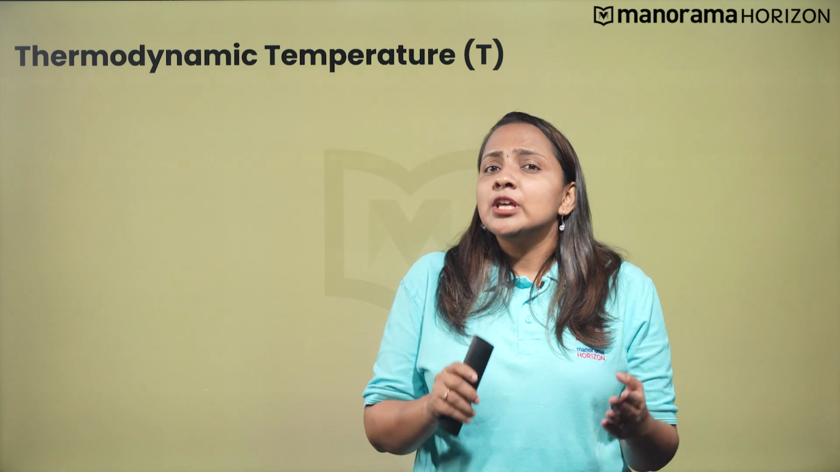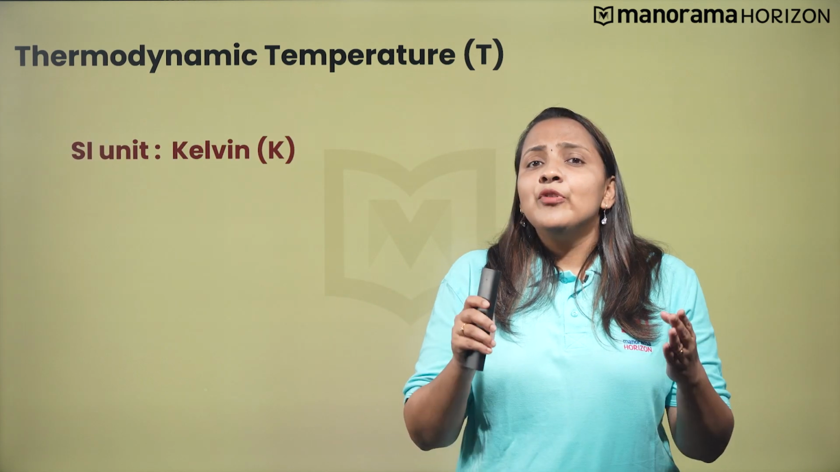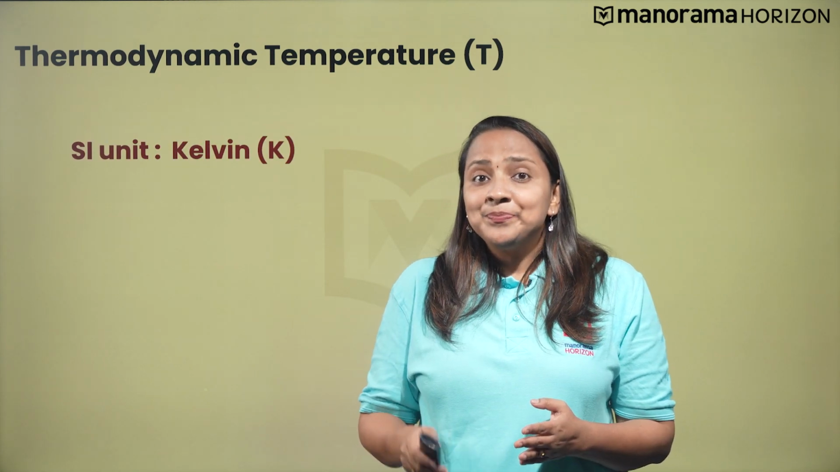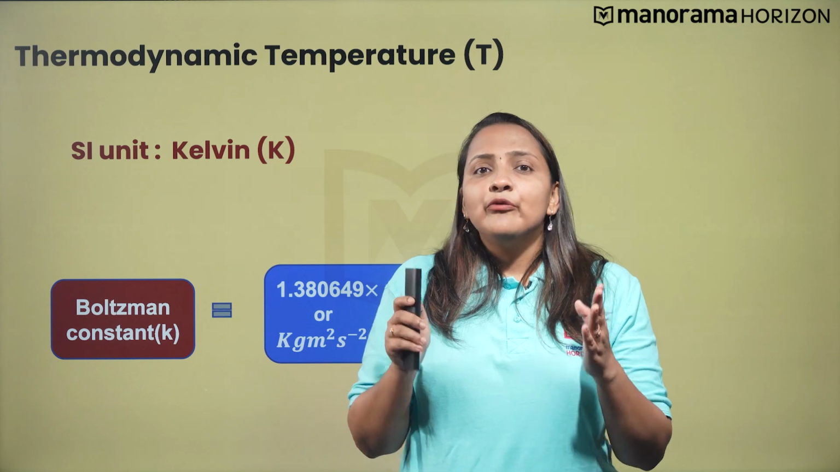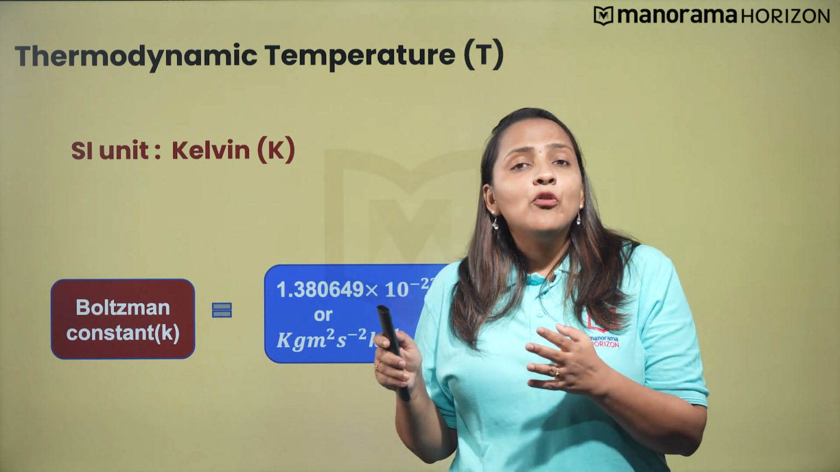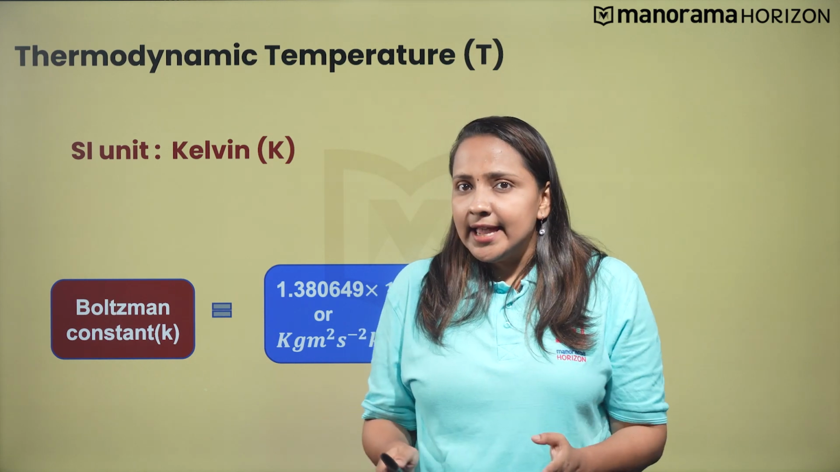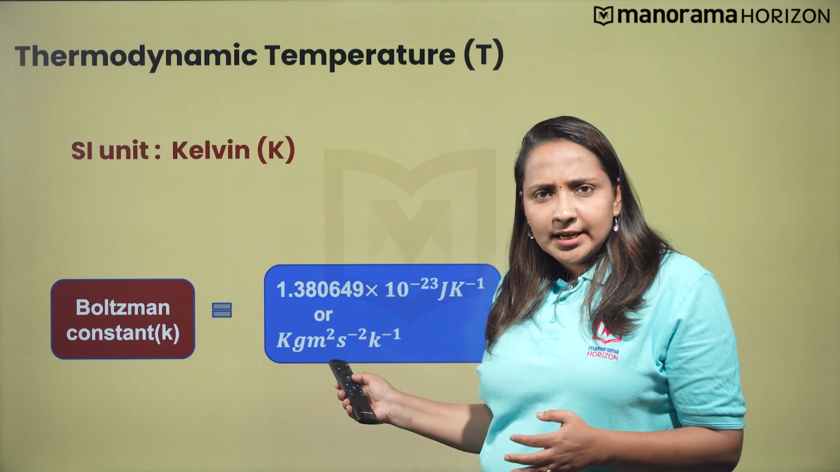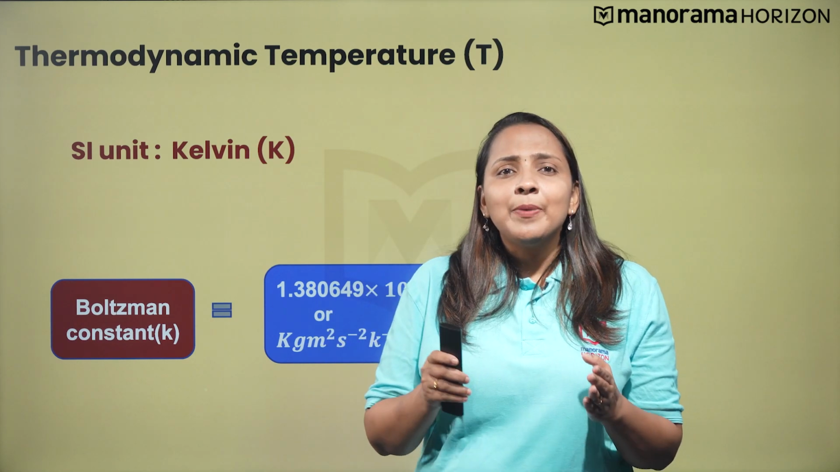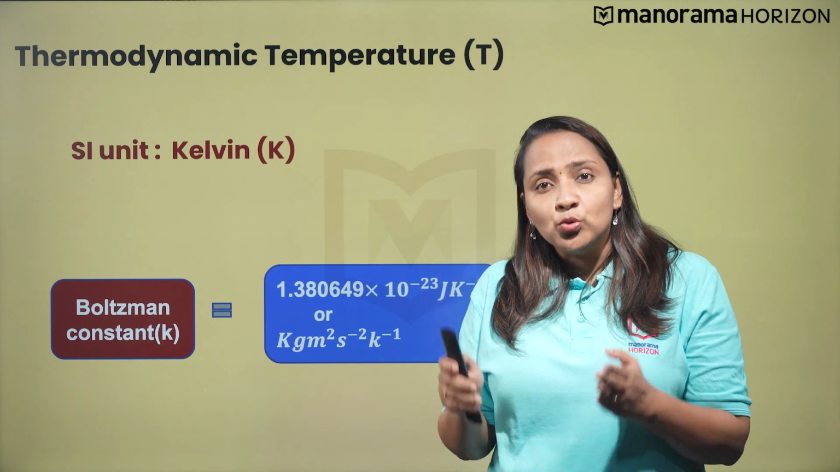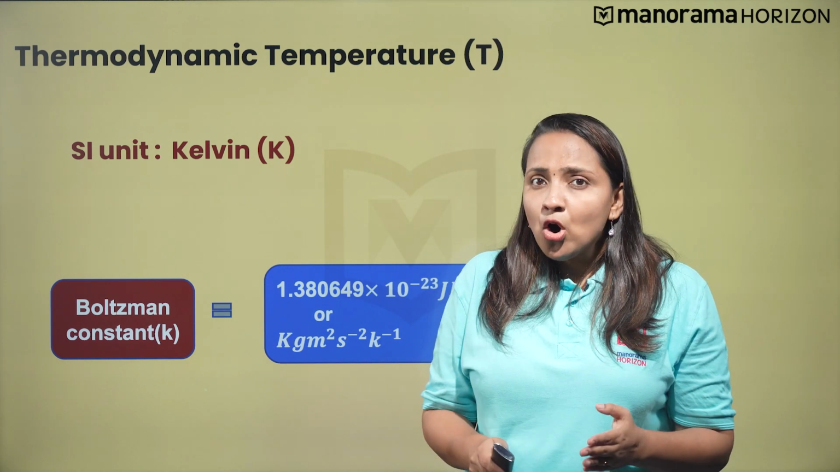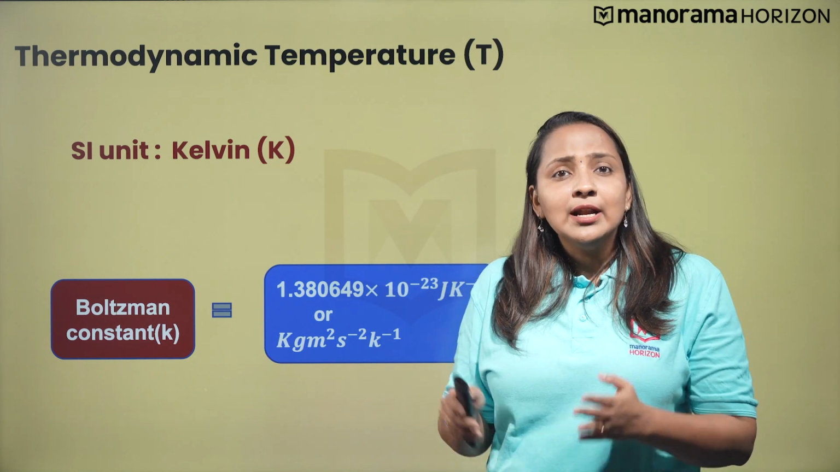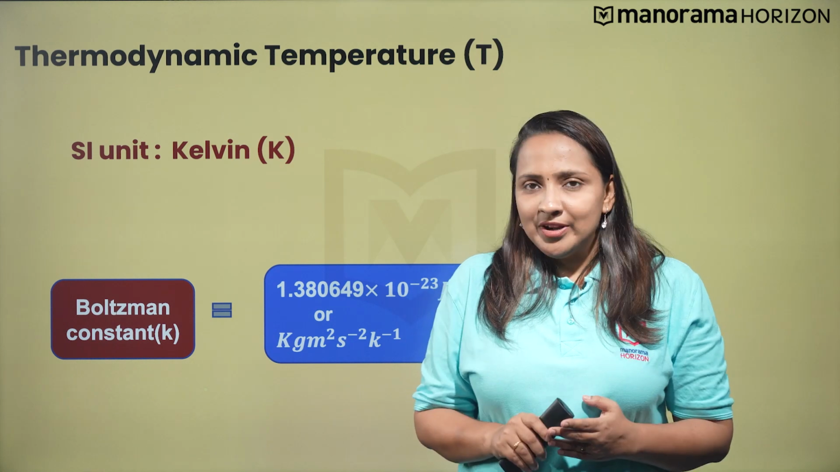Moving forward to thermodynamic temperature with the SI unit Kelvin, it is defined by taking the fixed numerical value of the Boltzmann constant k to be 1.380649 into 10 to the power minus 23 joule per Kelvin or kilogram meter square per second square per Kelvin.